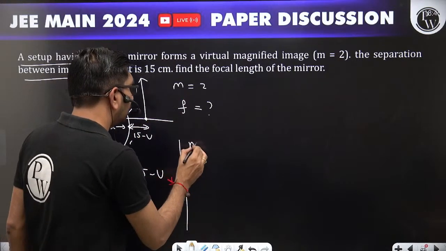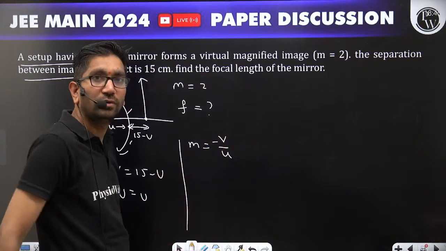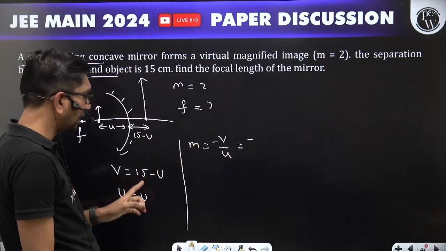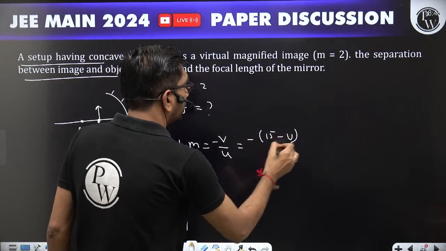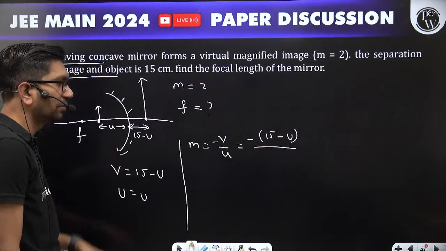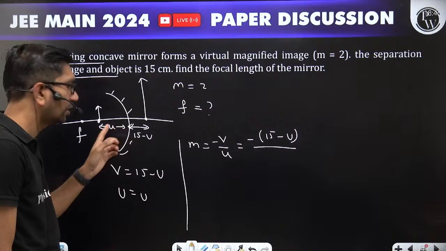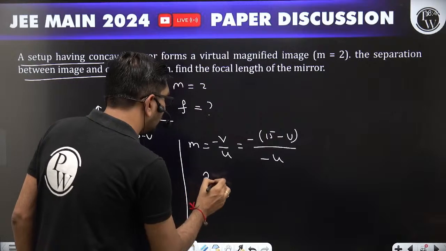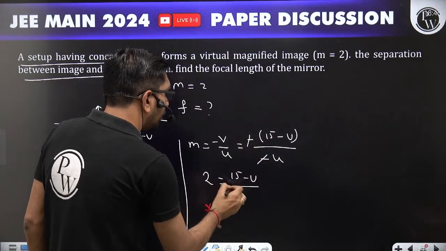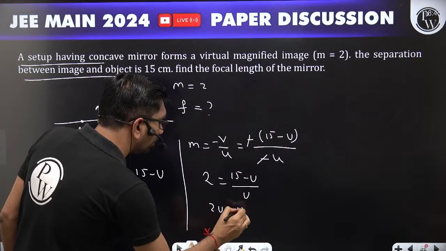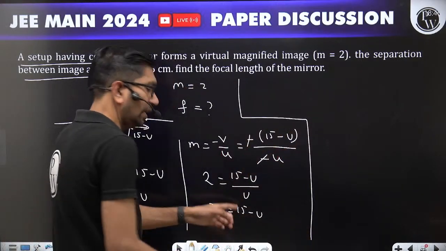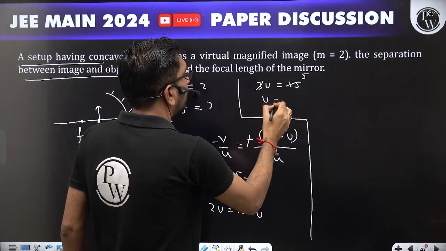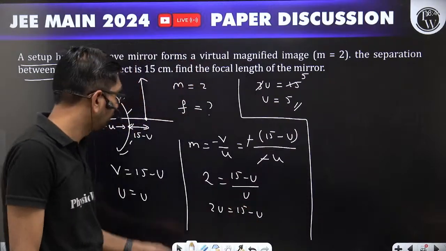Magnification. The magnification formula is minus v by u. Minus v value is 15 minus u, upon u value. Of course, we get a negative u. M value is given as 2. This minus gets cancelled. 2u is equal to 15 minus u. So finally, 3u is equal to 15. u value you got as 5. Then v value becomes 10.